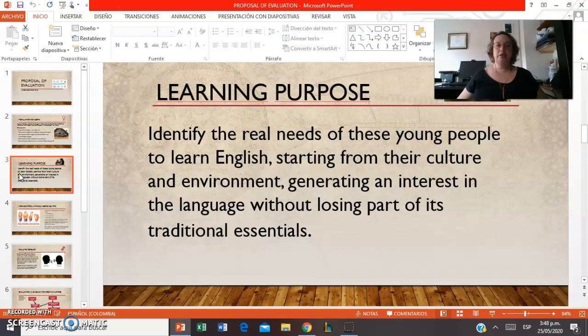Learning reports identify the real needs of these young people to learn English, starting from the culture and environment, generating an interest in the language without losing its traditional essentials. This part is very important because the English-speaking population at the moment is very reduced because of statements, politics, and the different countries.